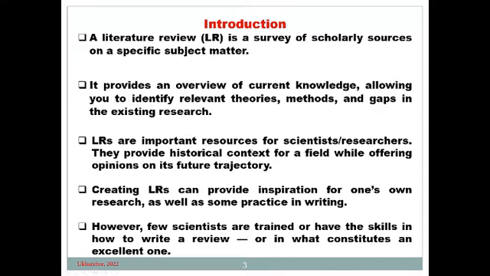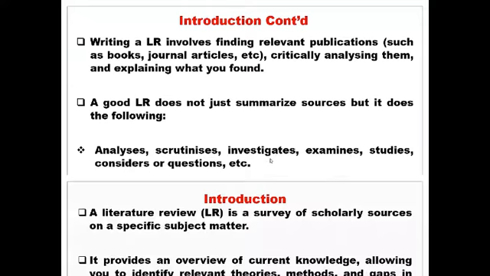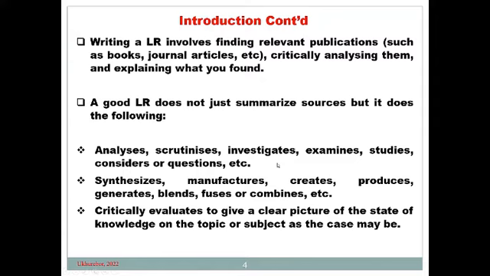You find relevant publications such as books, journal articles. It enables us to critically analyze them. You sit down, you begin to look at them. What have the persons that wrote this book or journal publication done? It enables you to begin to explain what you have found in those publications you have read. A good literature review doesn't just summarize sources.